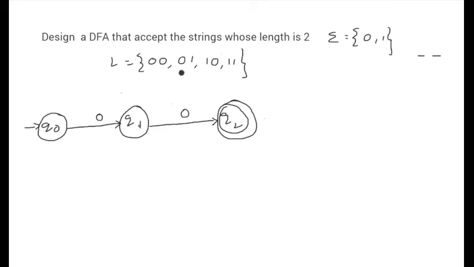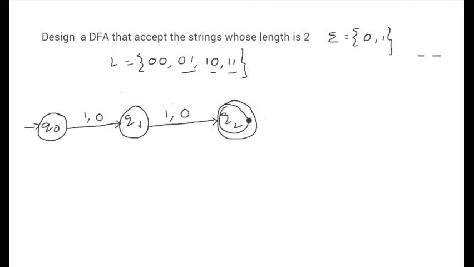Next we want to generate the other strings also, like 0, 1, 1, 0, 1, 1. So let us put 1 here. So this machine will generate strings 1, 0, 0, 0. Let us put 1 here. So it will generate all the 4 strings: 0, 0, 0, 1, 1, 0, 1, 1.